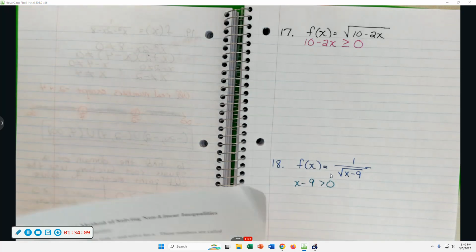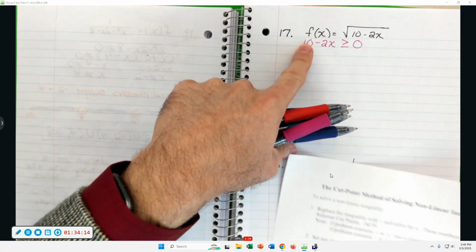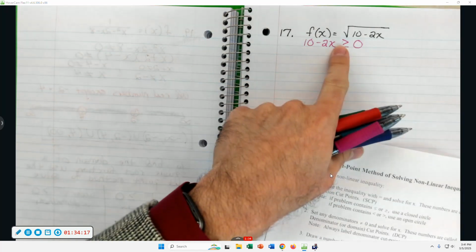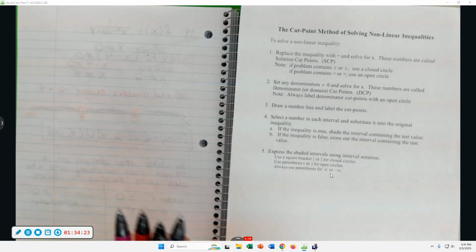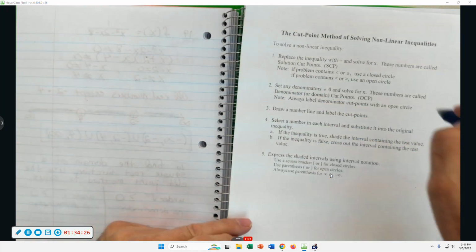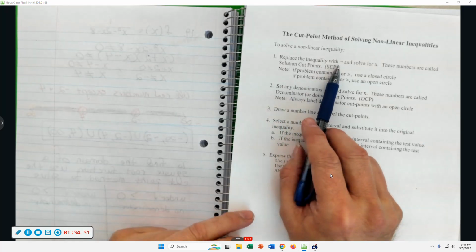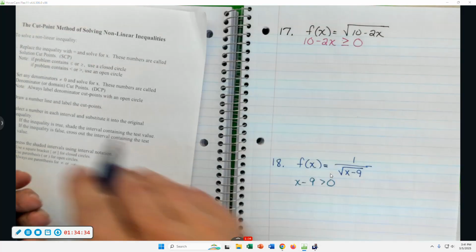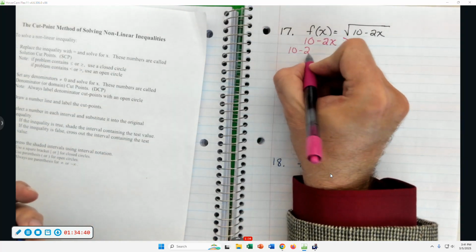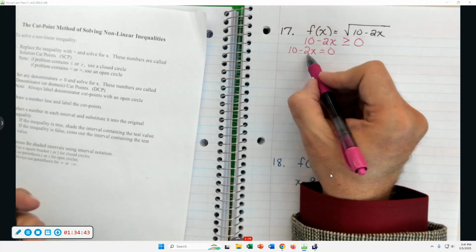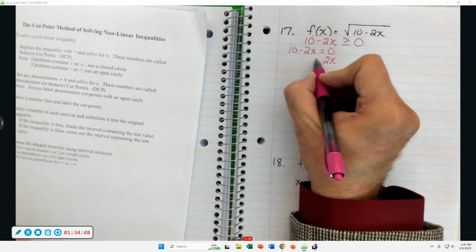Now, this is going to seem a little strange. How do I know I have to use cut points? Well, it has the inequality. This is that recipe for the cut point method. You start off, replace the inequality with equals, solve for x. So I'm now going through the cut point method for this. 10 minus 2x equals 0. I think I'll get as few negatives as possible by moving the 2x to the right.